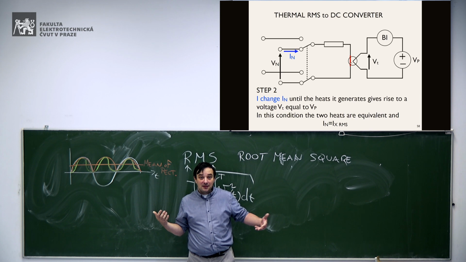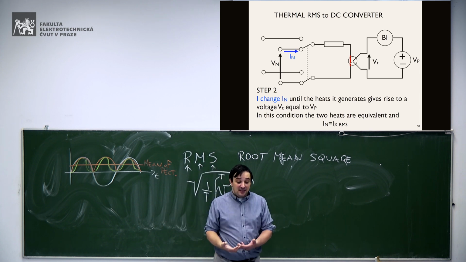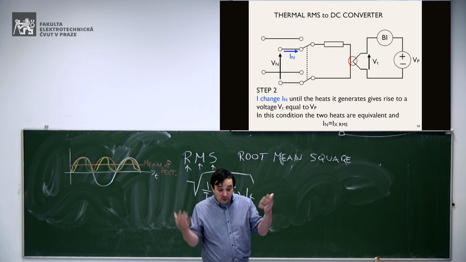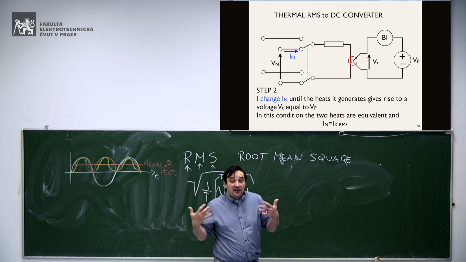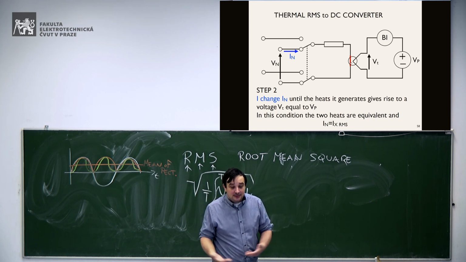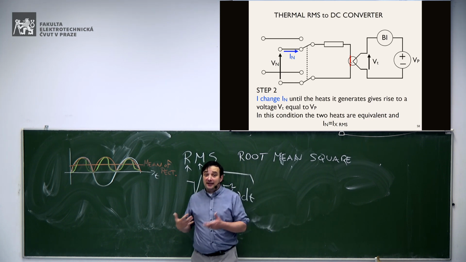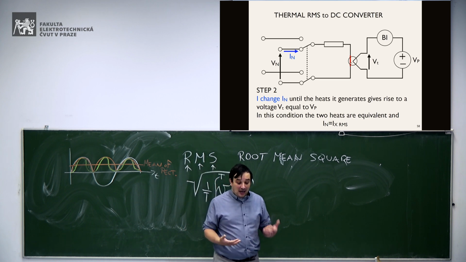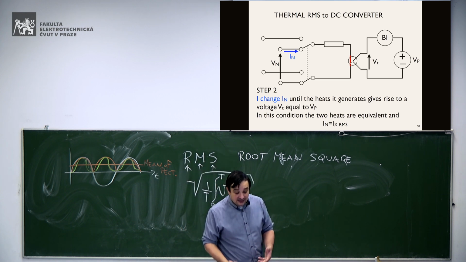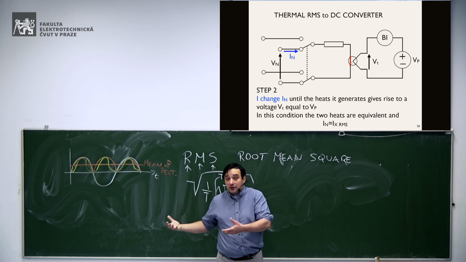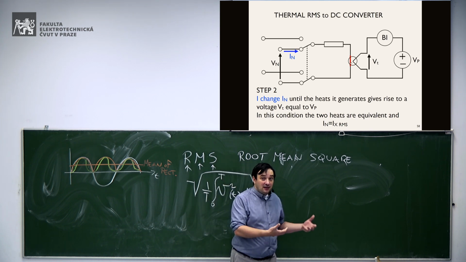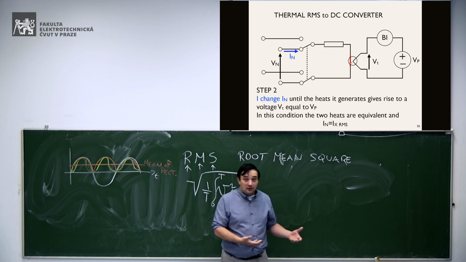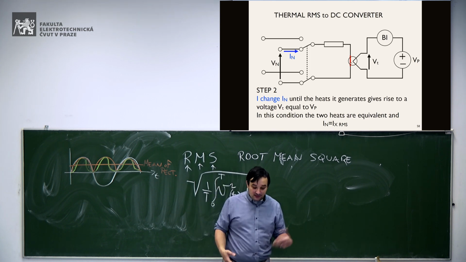What does it mean? It means that now, if we have a balance between Vt and Vp again, we are creating the same heat, right? We are creating the same heat, and therefore In is creating the same amount of work as the current Ix before. I will repeat this procedure.